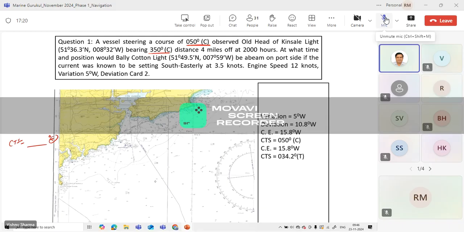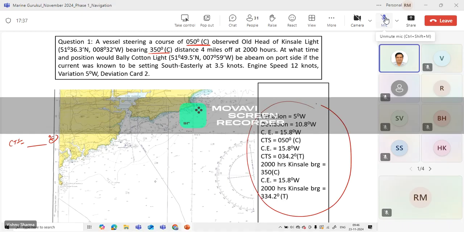The compass bearing of Kinsale is 350 degrees compass. Compass error is 15.8 degrees. Error west, compass best. So I'll subtract from compass and it is 334. This part has to be done in the answer sheet, guys. You cannot be doing in rough and saying I did in rough, sir. I don't know, it was just done somewhere in the rough. This has to be done on the answer sheet.